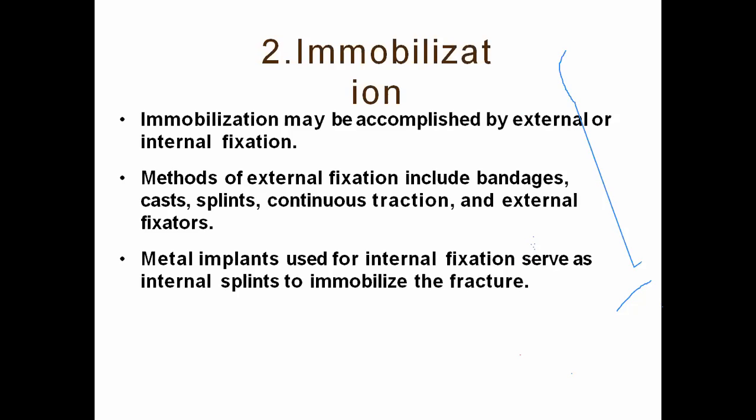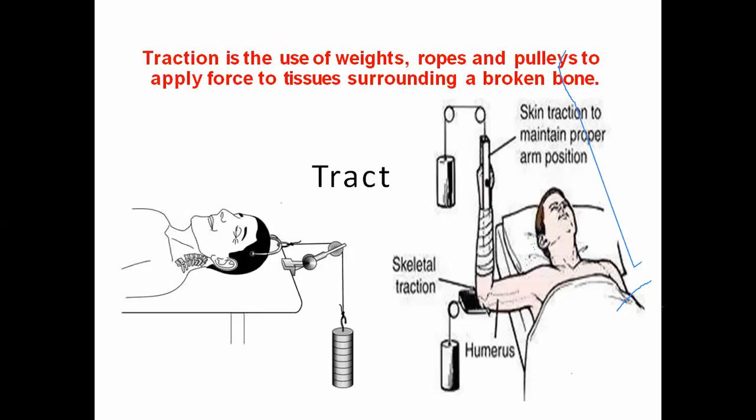The methods of external fixation include bandages, casts, splints, continuous traction and external fixators. So immobilization types can be internal and external. Externally, we can use bandages, casts, splints, traction, and external fixators. Metal implants used for internal fixation serve as an internal splint to immobilize the fracture.